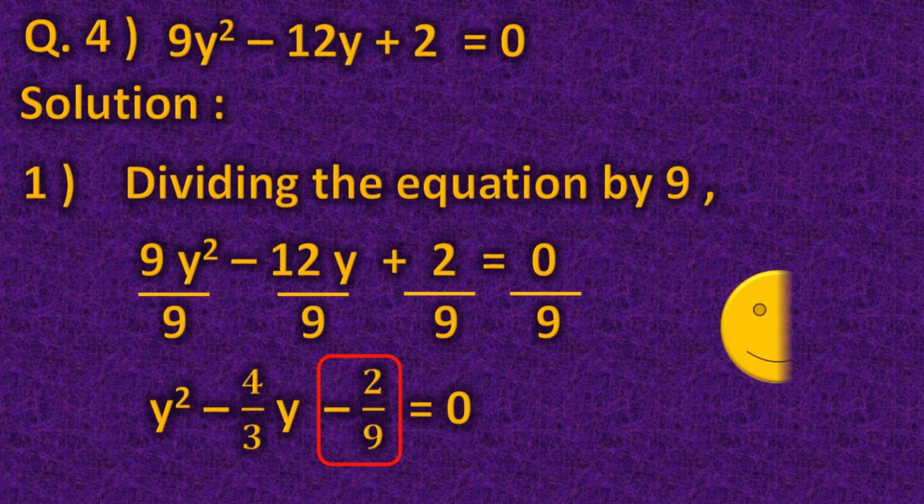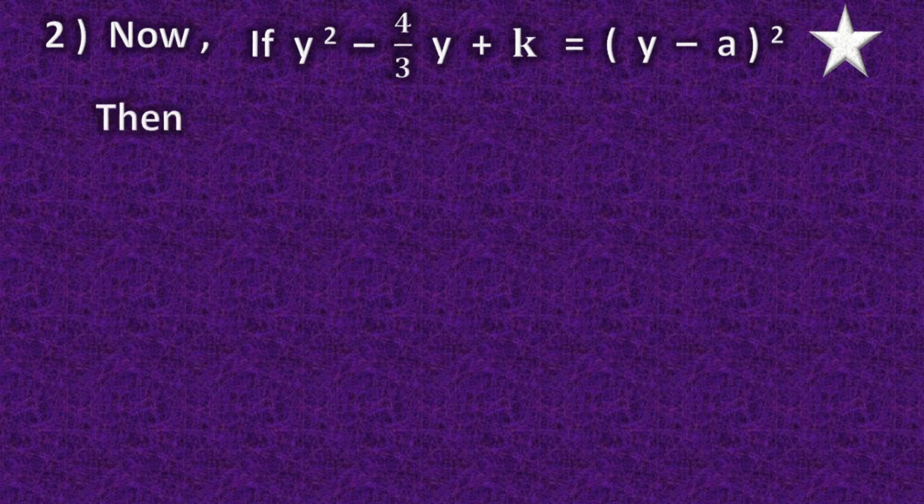This term, the red box term, is not suitable for us. So in place of that term we are going to assume k. Okay. So y square minus 4 upon 3y plus k is equal to, we are assuming, y minus a whole square. So k we will find in such a way that it becomes a complete square of some term. So students, let's expand the second bracket.